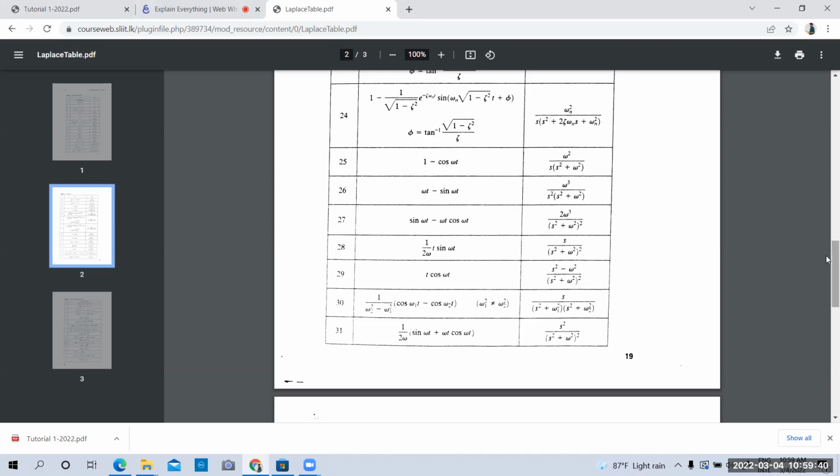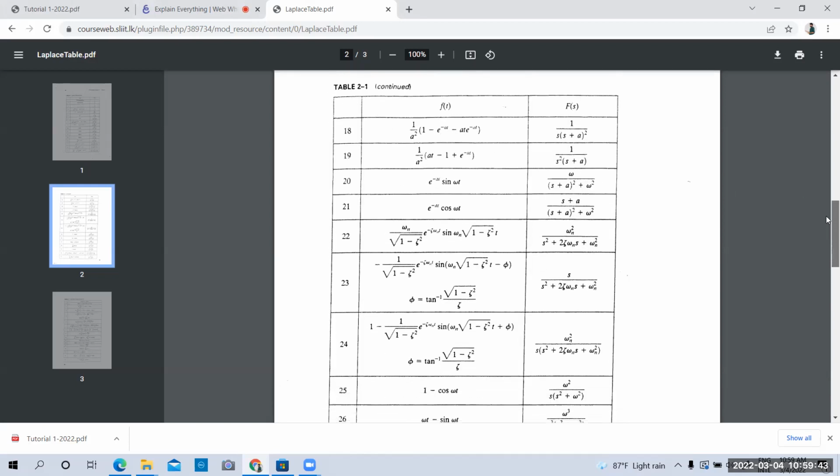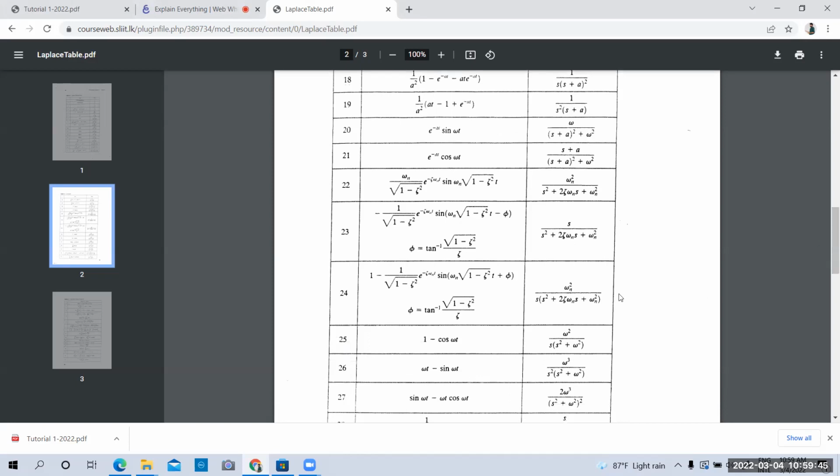Now, let's say you take these two. Here you have S on top, and here you have omega n squared on top, right? Sometimes you might mistake these and substitute the wrong values and get the wrong answer. It's much easier for us to refer to these equations by the number. So it's much more convenient for both of us, right?